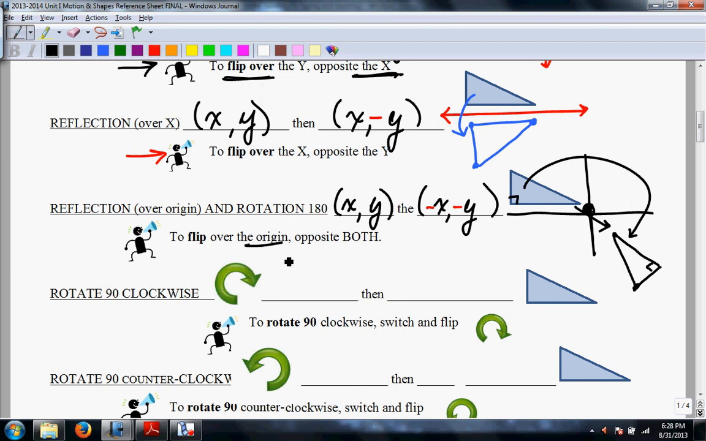To flip over the origin, you opposite both.